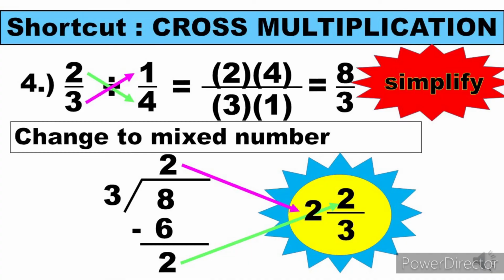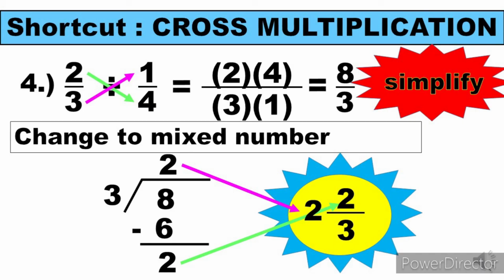Okay, ngayon naman ituturo ko sa inyo kung paano mag-shortcut or mag-divide ng shortcut. Okay, so ang tawag dito is cross multiplication. Okay, sundan lang natin yung arrow. So, una nating i-multiply yung 2 times 4, which is ilalagay natin sa numerator. And then, sunod natin yung pink na arrow, yung 3 times 1, ilalagay natin sa denominator. Okay? And then, i-multiply natin siya. 2 times 4 is 8, 3 times 1 is 3.